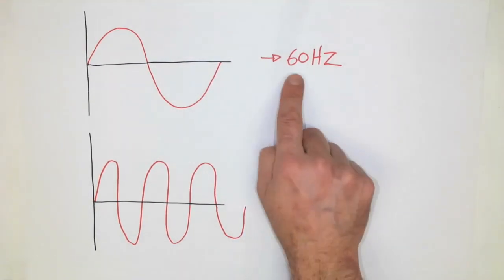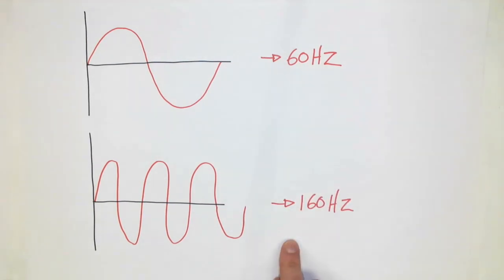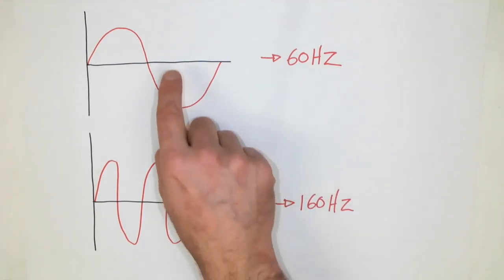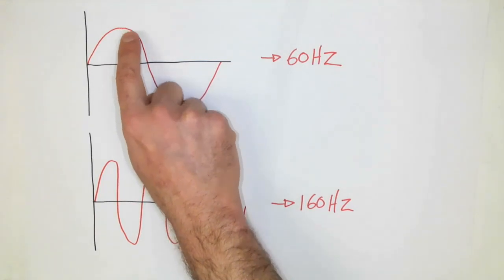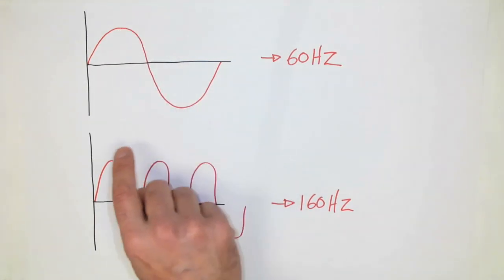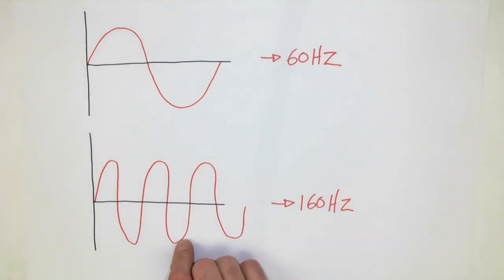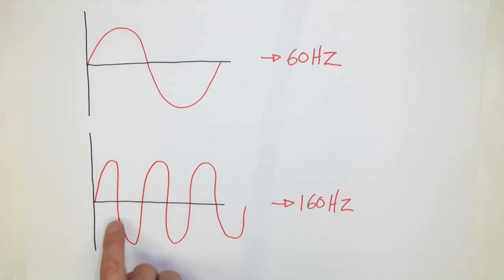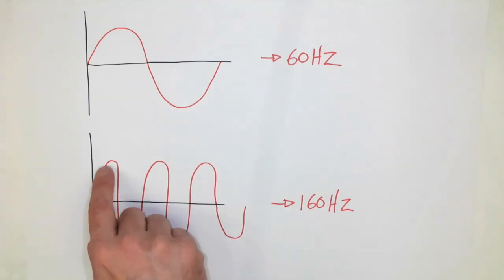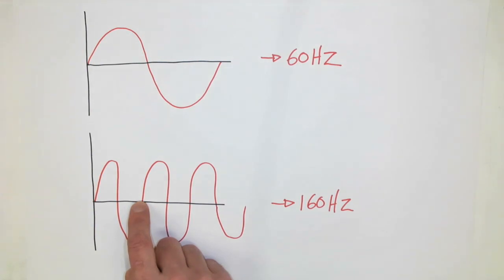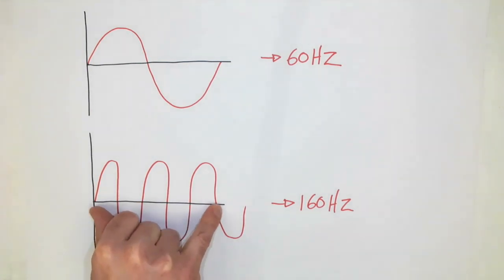So here's 60 hertz, and here's 160 hertz. Notice that the voltage or the amplitude of the positive and the negative alternation is approximately the same. The voltage being applied is the same. However, the hertz has changed. And remember, the hertz that's applied to the stator is going to affect the speed of the rotor. If I apply a higher hertz, it means that it's going to go through that 360 electrical degrees more times in a set time period.